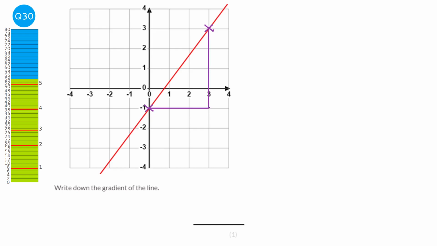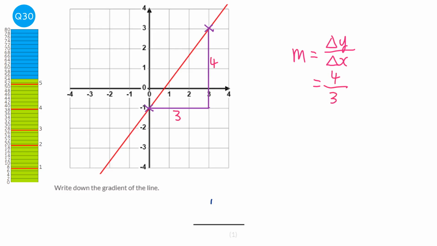And the gradient, which we call m, is the change in y. How much has y changed over the change in x? So the change in y is going to be 4, because it's gone up 4, and the change in x is 3, because it's gone to the right 3.